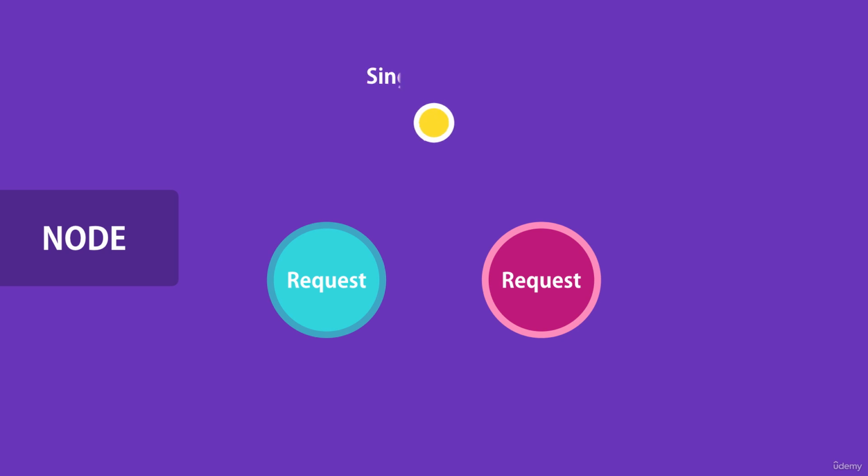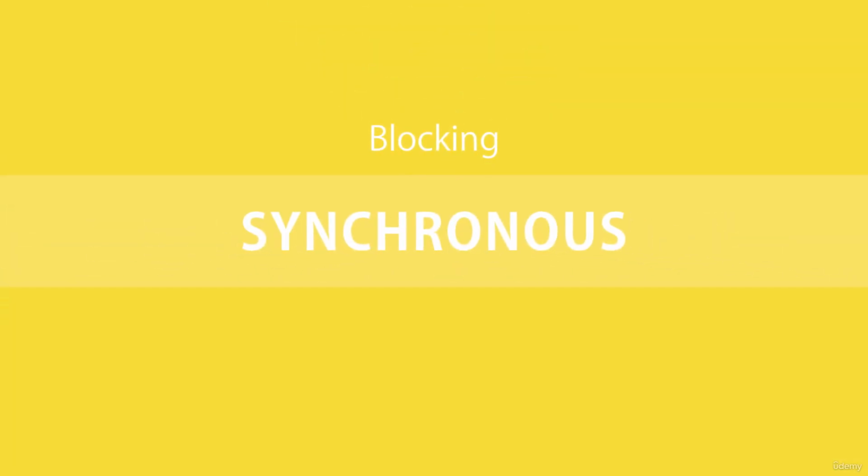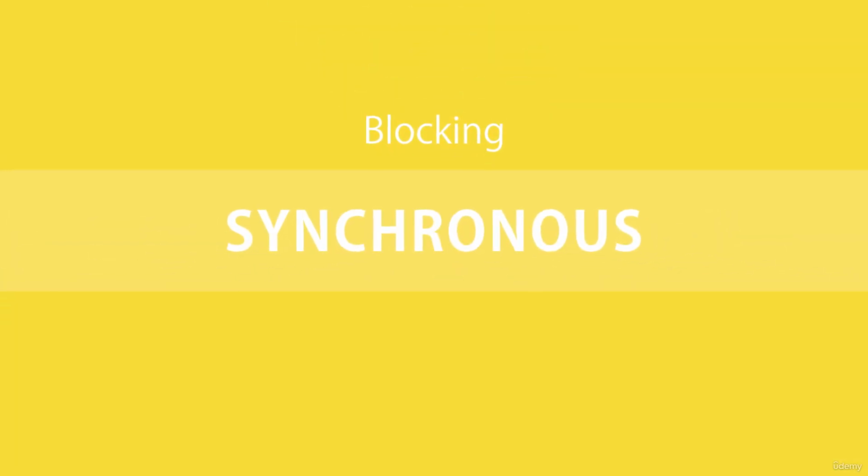The waiter is like a thread allocated to handle a request. So a single thread is used to handle multiple requests. In contrast to non-blocking or asynchronous architecture, we have blocking or synchronous architecture. Let's see how that works.